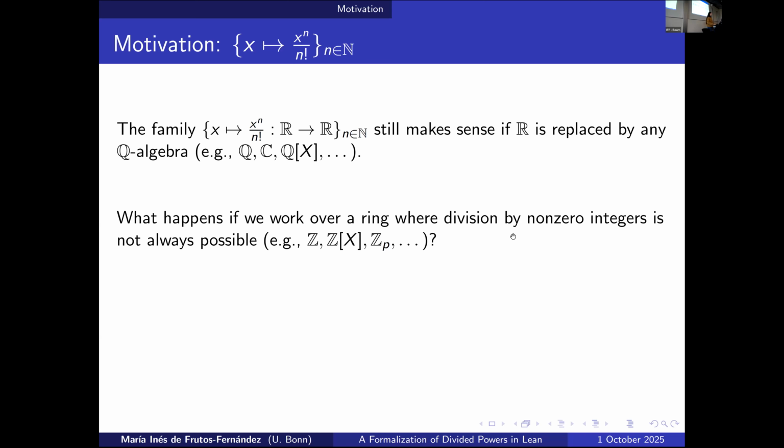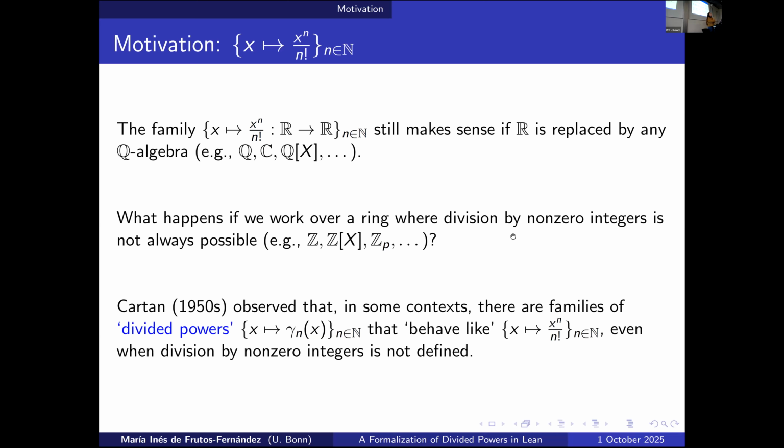But Cartan realized in the 1950s that even if this family x to the n over n factorial is not defined, if you cannot divide by n factorial, you can replace it by some other family, which we are going to call a family of divided powers. And I'm denoting this by gamma n of x here. And this family is going to have the same kind of properties as this family x to the n over n factorial. And this is possible even if you are working in a ring where division by integers is not possible.